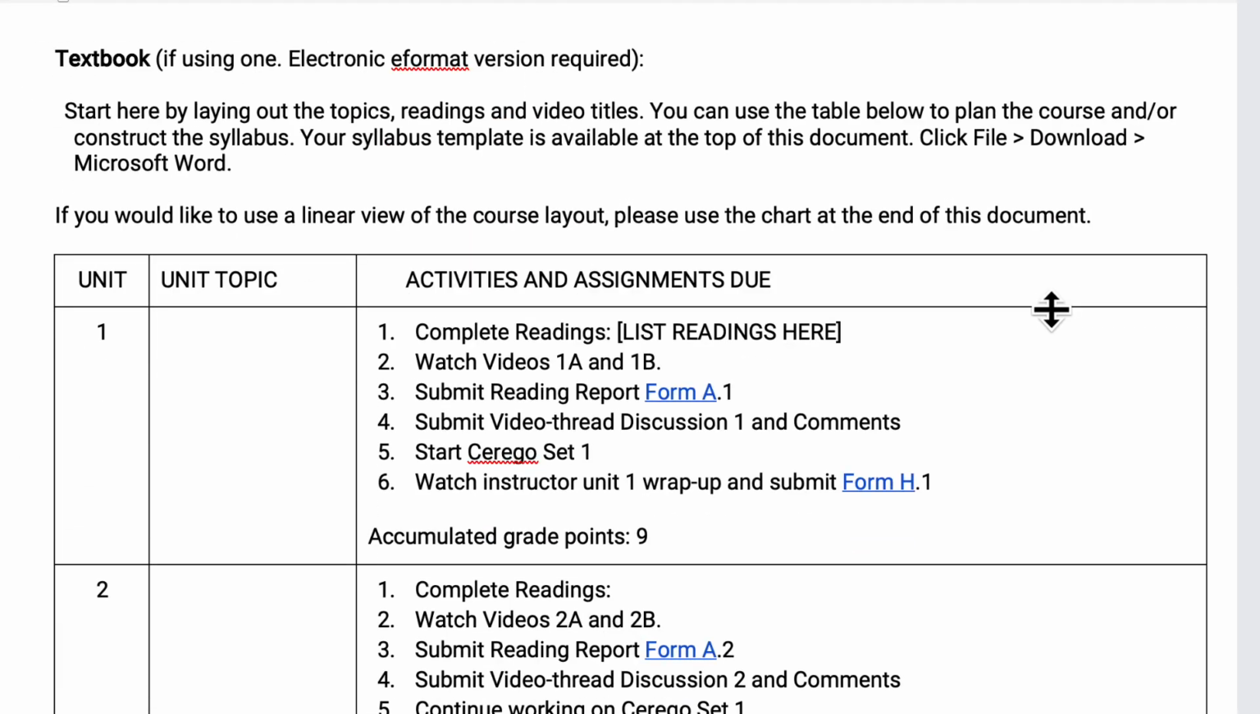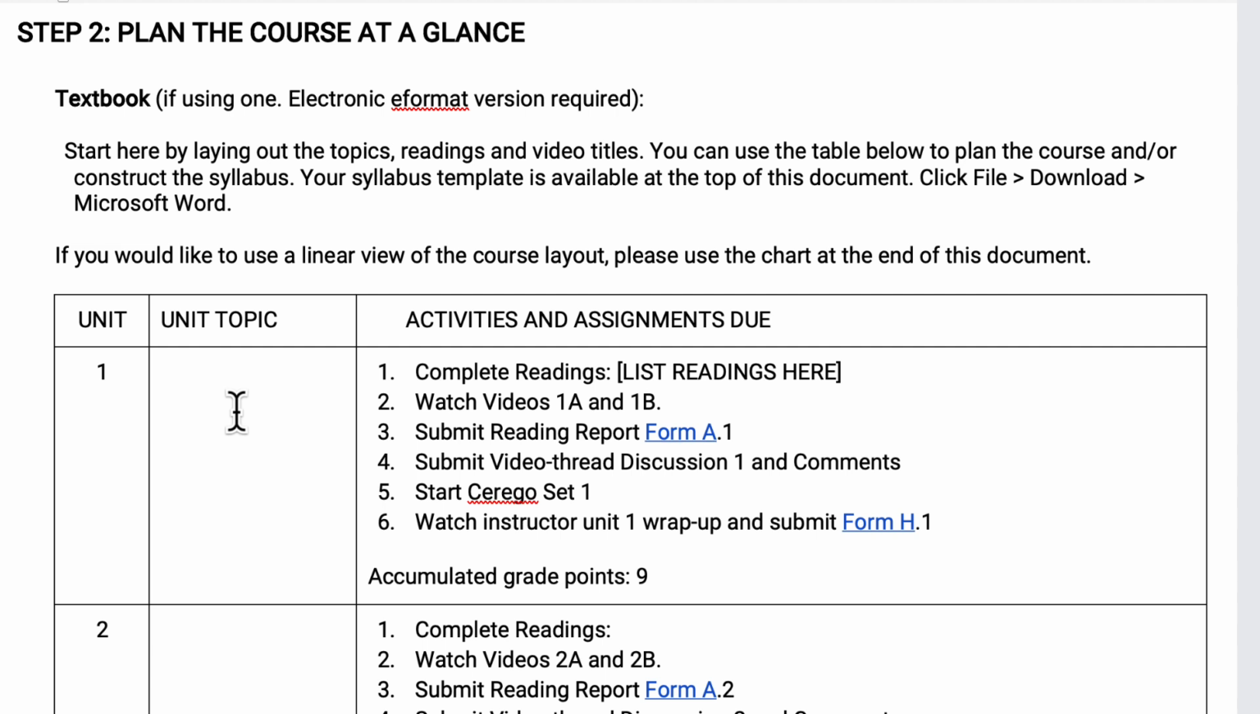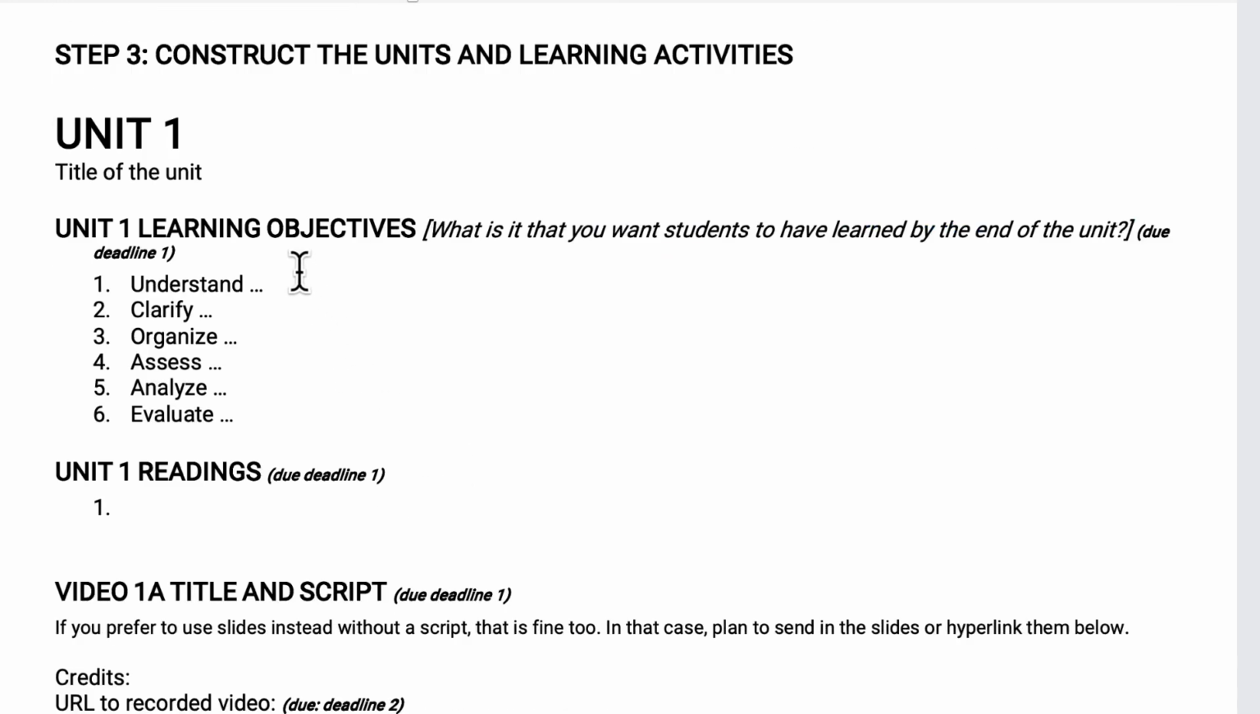Now, the best way to put together the readings is to go to the course map at a glance, and then once you have specified each topic for each unit and the objectives for the units, list the readings in here. You start with the unit objectives after you have looked at the course objectives, because the unit objectives need to be aligned with the course objectives, and then you'd list the readings in here as part of the unit.